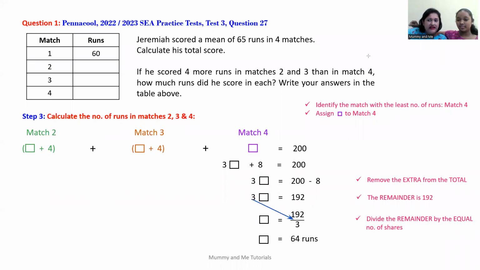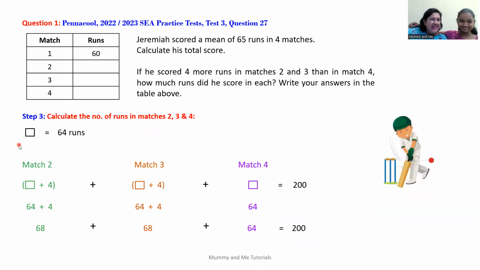Why are we dividing by 3? Because 3 is equal to the number of equal shares. So we have 3 equal shares, but we need to find 1 share. Yes. 1 box. 192 divided by 3, and we'll get 64 runs. So box equals 64 runs.